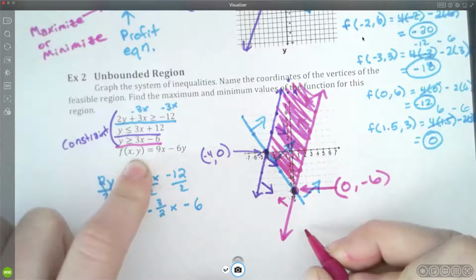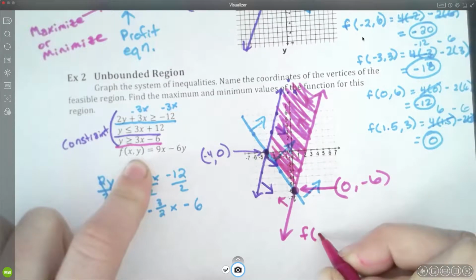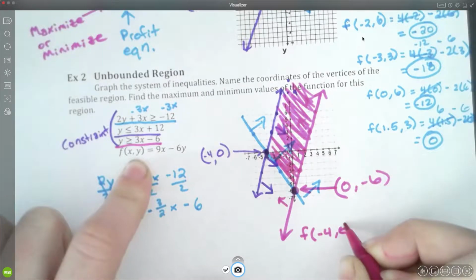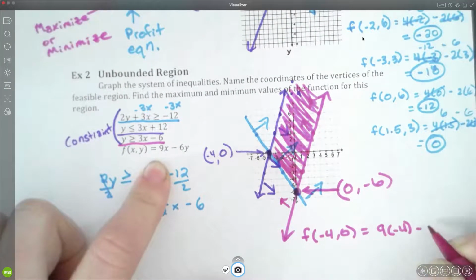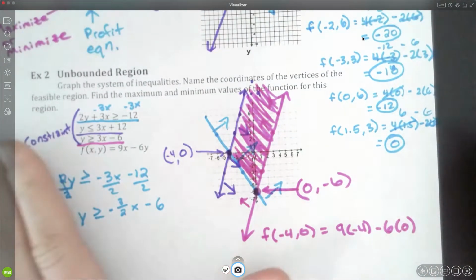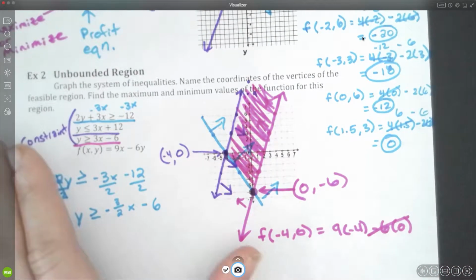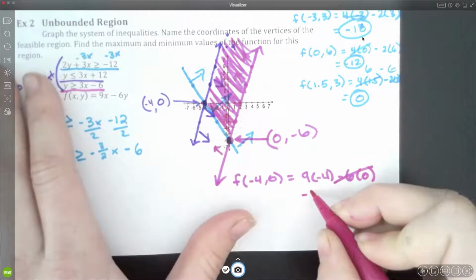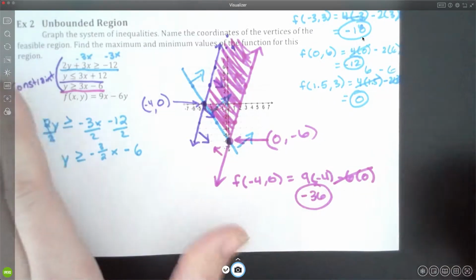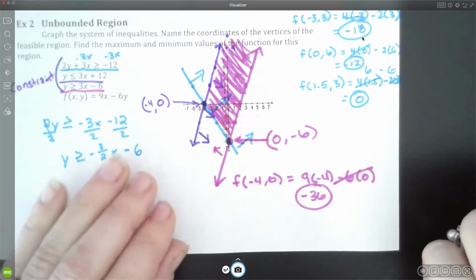So let's start with -4, 0. F of -4, 0 is 9 times -4 minus 6 times 0. 6 times 0 is going to go away because anything times 0 is just 0. 9 times -4 is -36. That's that one. So let's try the other one and see if it is more or less than -36.